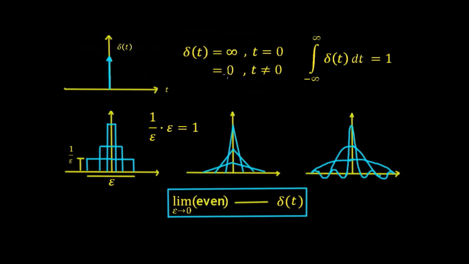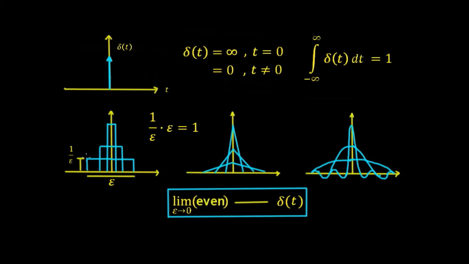So we can write this function down. We can say delta of t equals infinity whenever t is equal to 0, and it's going to equal 0 for all t not equal to 0. And the main point here as well is that the integral from minus infinity to infinity of our function delta of t dt equals 1. So that's telling us the area under this little function is a value of 1, and we can see how we're going to produce this function.